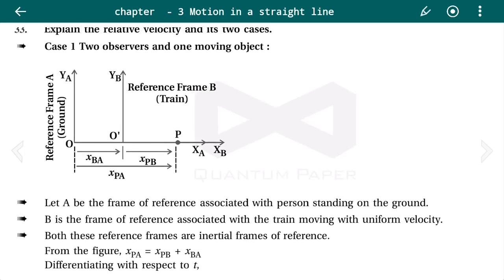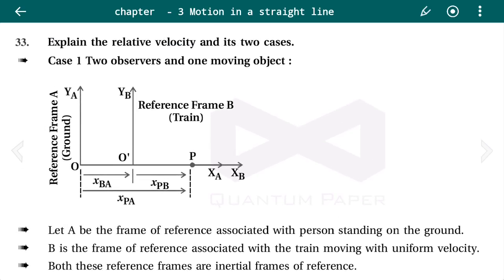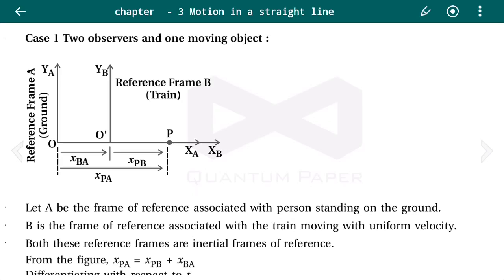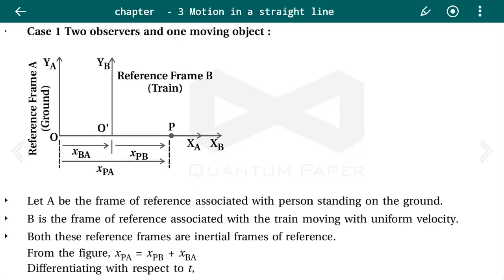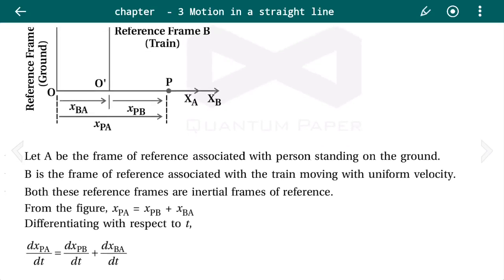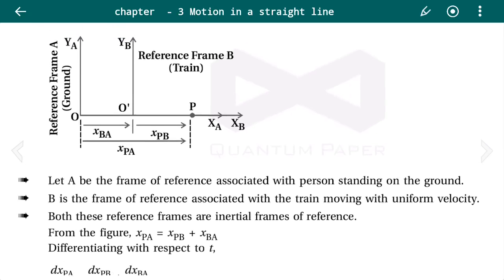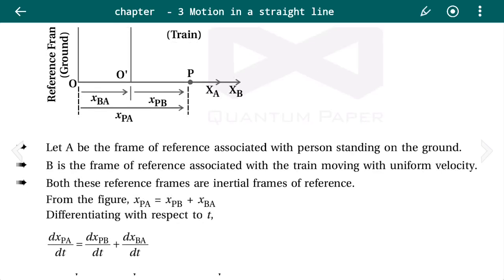So here two reference frames are there, reference frame A associated with the ground, reference frame B associated with the moving frame, and there is one moving object, right? Initially let us consider that this object is at point P. Now see, both these reference frames are inertial frames of reference. From the figure, XPA equals XPB plus XBA.